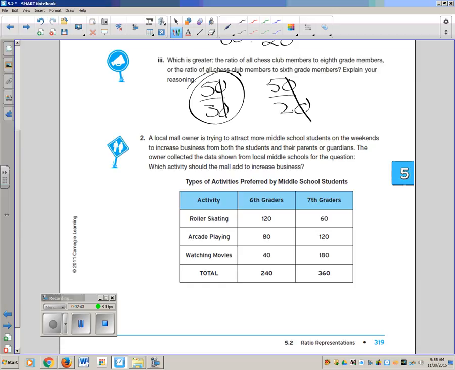Number 2. A local mall is trying to attract more middle school students on the weekends to increase business from both the students and their parents or guardians. The owner collected the data shown from local middle schools for the question, which activity should the mall add to increase business? So you have roller skating, 6th graders, 7th graders, arcade, watching movies, and total numbers. So total for 6th grade is 240, total for 7th grade is 360.